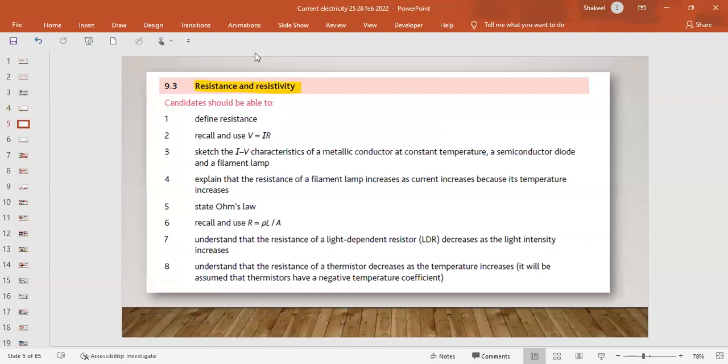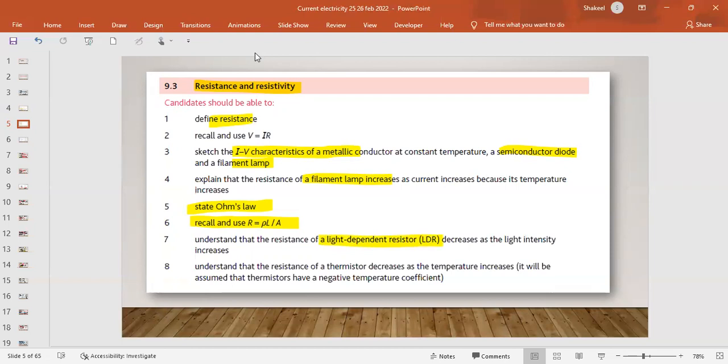Then we'll study resistance and resistivity, so stuff about resistance and I-V characteristic curves for filament lamp and for diode. Then we will explain how the filament lamp resistance changes, Ohm's law, then the resistivity equation, R = ρL/A. And then we will study the light dependent resistor.